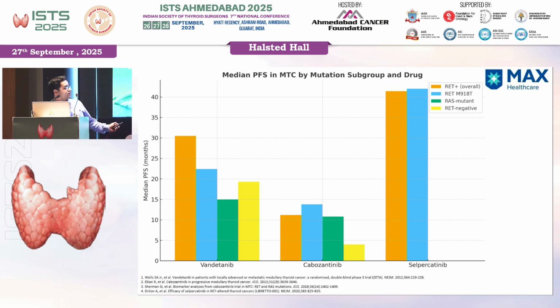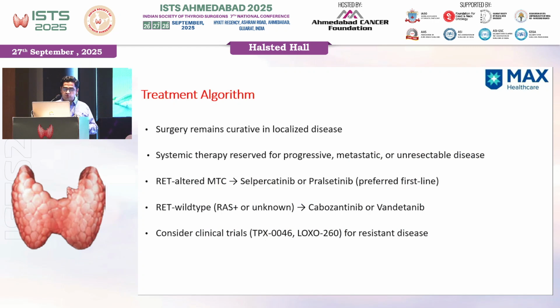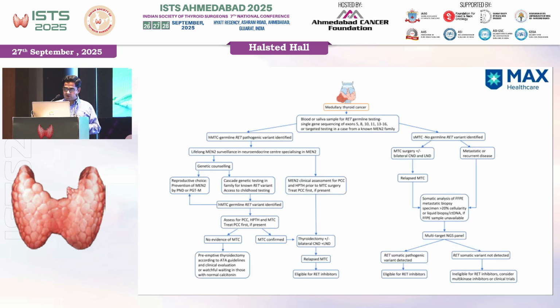And here I've combined charts from different studies, and here you can see that selpercatinib in RET-mutated patients is having a better survival. So surgery definitely remains curative for these patients. If there is some systemic progression or there is metastatic or unresectable disease, then we need to consider these drugs, not otherwise. So if there's a RET mutation, you can consider selpercatinib. If there's RET wild type or RAS mutation, then you go ahead with cabozantinib or vandetanib.